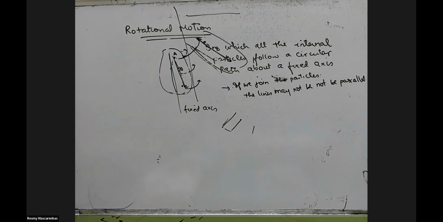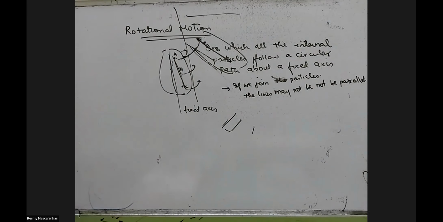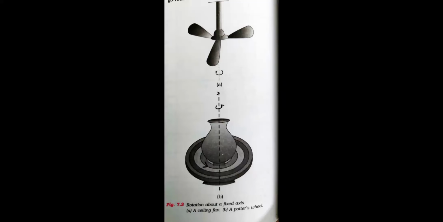Let me show you an example. A fan is one example they've given, and even the potter's wheel. So this is rotation about a fixed axis. The axis is a straight line, but look at the wings. The rod of that fan is the axis, and the wings are rotating around the rod. So that is called rotational motion about a fixed axis. That rod is not moving.